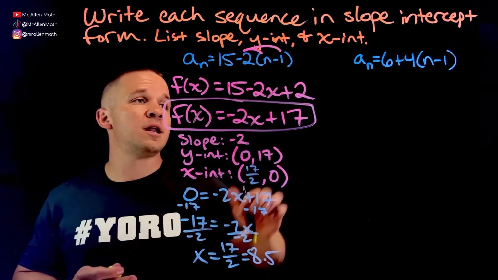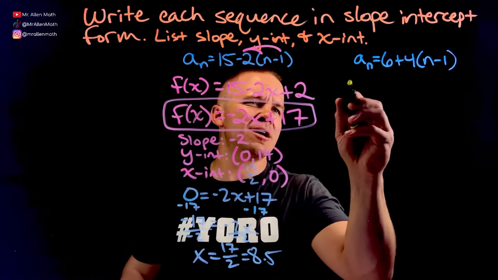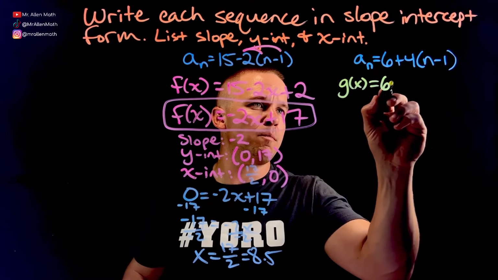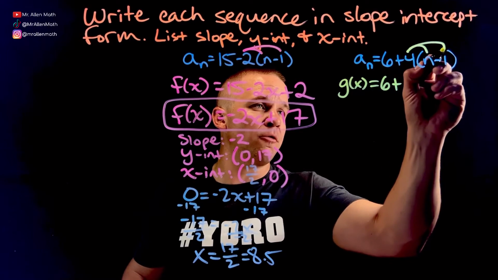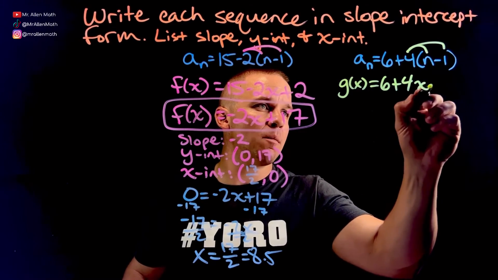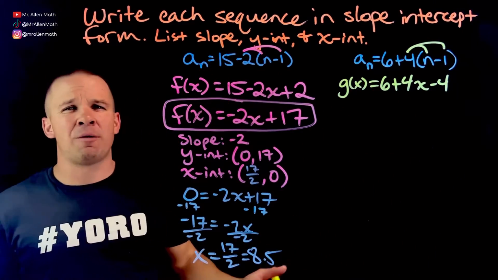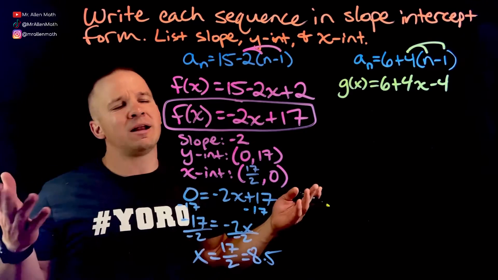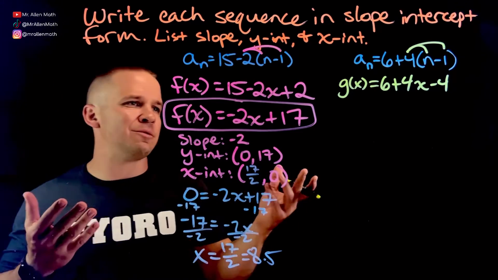All right. Next example. Once again, I'll use g of x this time. G of x equals 6 plus, we're going to distribute the 4. We'll get 4x minus 4. Your teacher may or may not want you to change the variable to x, but if we're using function notation, I'm going to throw an x there. Otherwise, the n's seem like sequences.